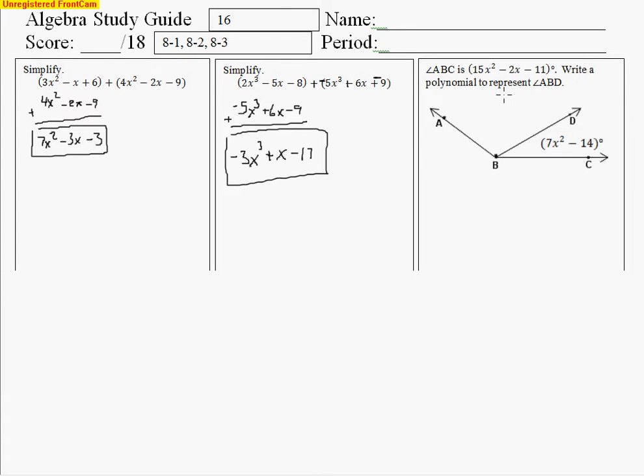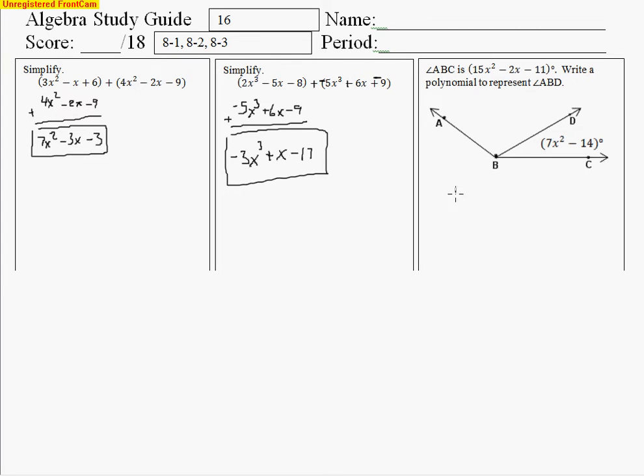Looking at the next one, it says the angle ABC, so angle A, B, C. So this large angle here is this expression right here, this polynomial. Write the polynomial that represents ABD, so this missing side right here. Well, we have DBC, so let's subtract this from ABC. So let's go ahead and do that.